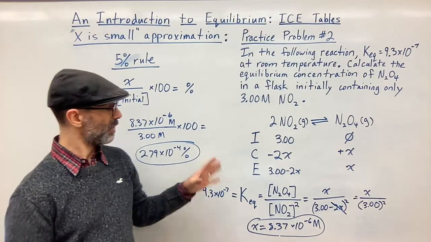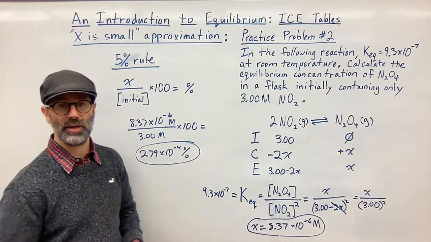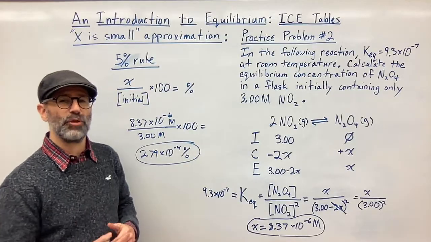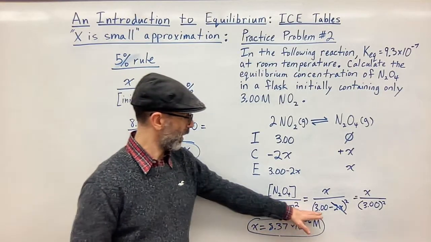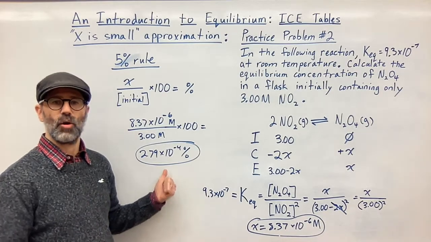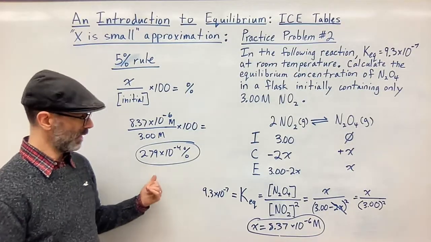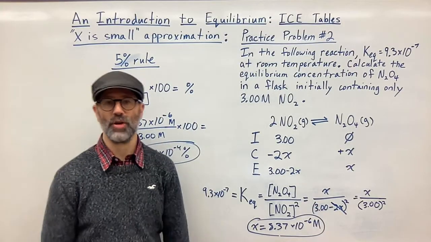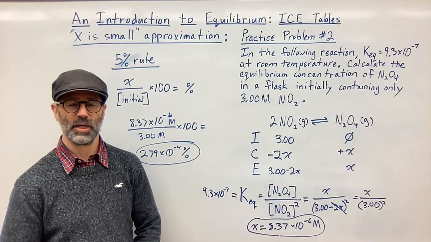Always double check with the 5% rule. Even if you're sure that it's going to be valid, always double check. And even if you think it may not be valid, you can go ahead and do it anyway, and then just do the 5% rule just in case. Maybe you're right. But you always want to do the 5% rule to double check, because if it's not valid, you have to go back and redo it with the x in there, which means you're going to have to use the quadratic formula, or you could do successive approximations.